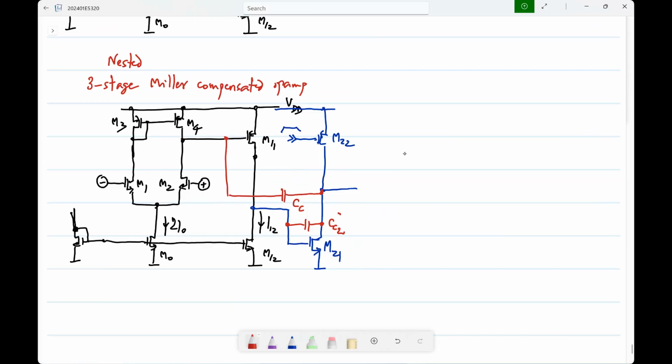Any questions here? And of course, in a stage like this, you expect that the GM of the third stage will be larger than the GM of the second stage, which is larger than the GM of the first stage, and so on. So typically, you go to more stages only if required. There is a power dissipation penalty to going to more and more stages. So you do that only if it is required.